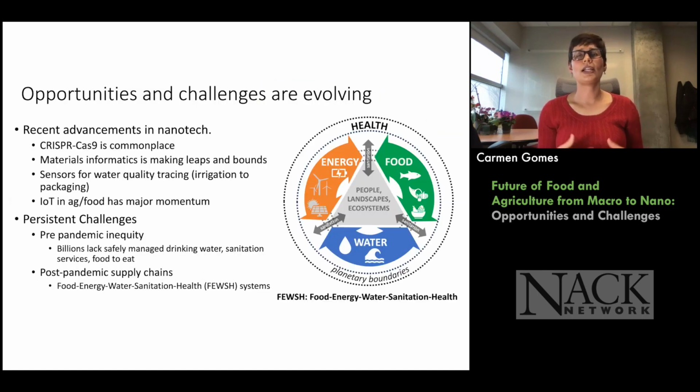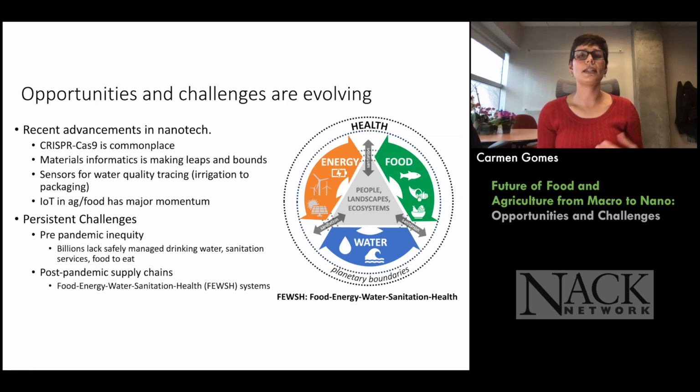So opportunities and challenges are evolving. Recent advancements in nanotechnology abound. CRISPR, for example, is becoming commonplace. I didn't talk about that, but it is becoming commonplace. Materials informatics is making leaps and bounds. Sensors for water quality tracing, like I mentioned, are also becoming more and more available. We are now having funds, you can see on the news, and IoT is penetrating more into ag and food systems, which wasn't the case a couple of years ago, but we still have persistent challenges.